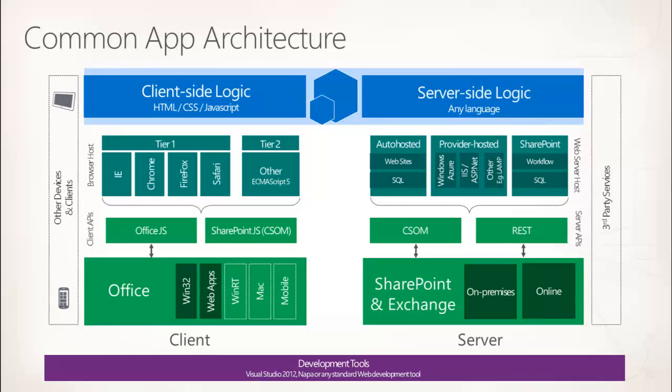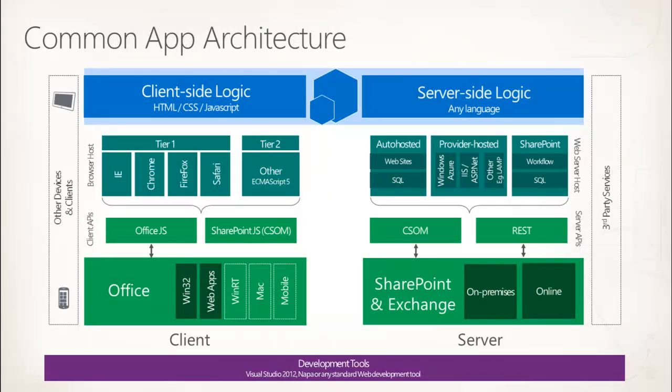This is the diagram that we use to explain the new common architecture behind the app model. As you know, in 2013, we are making big investments to modernize the development platform, standardizing on the web, and bringing Office and SharePoint closer together. The way we're doing that is through this common architecture that allows you to create apps using the same technologies across Office and SharePoint, and apps that integrate client-side logic or server-side logic or both.